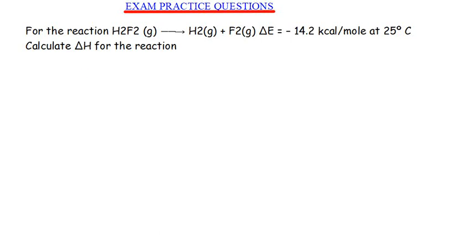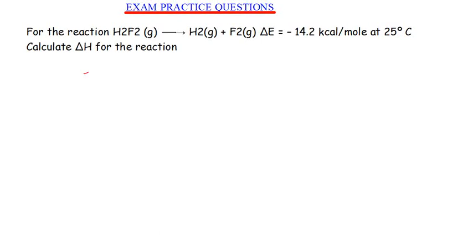So for the reaction, we have hydrogen fluoride, H2F2, giving us hydrogen plus fluoride, H2 plus F2. So it's a dissociation reaction, and we have been given internal energy as negative 114.2 kilocalories per mole at 25 degrees Celsius. Calculate delta H. So delta H they're asking about is enthalpy.